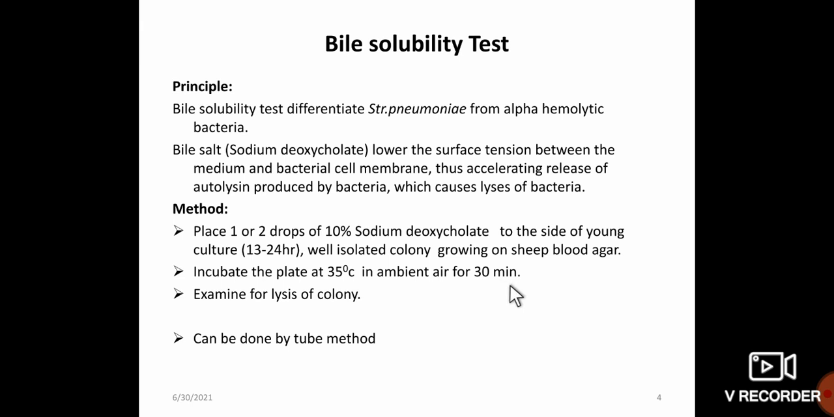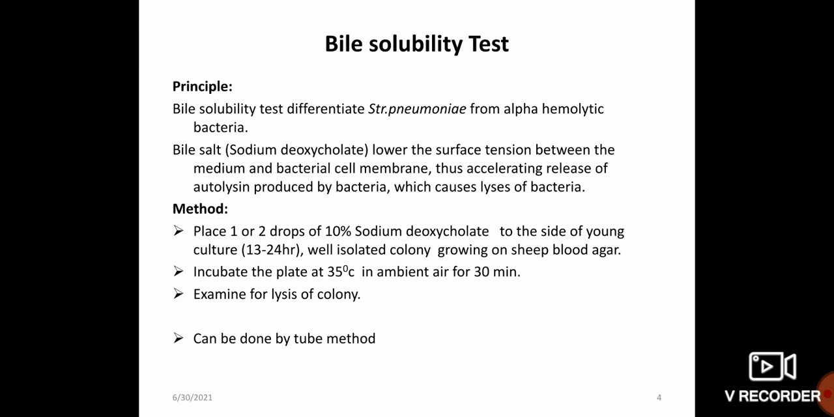When sodium deoxycholate, which is a bile salt, is added to the bacterial colony, there will be a lowering of the surface tension between the medium and the bacterial cell membrane, and autolysin is exposed outside. Then it automatically kills the bacteria, and we can see clearing of the zone, or the bacteria around it hemolysed. So how to do this test?